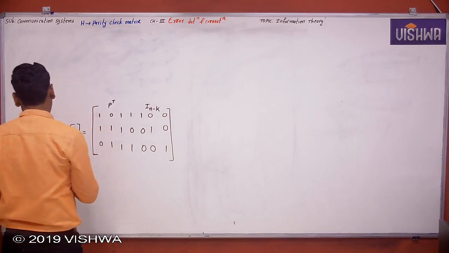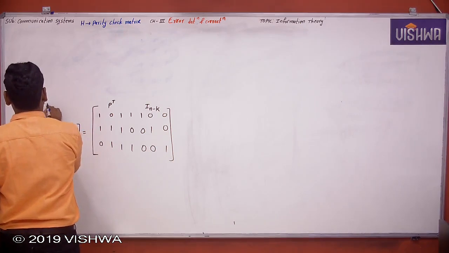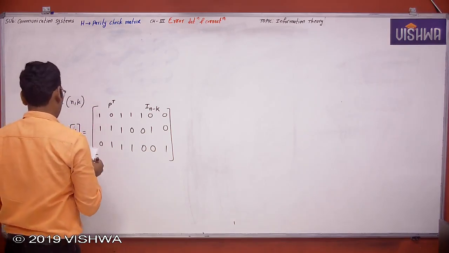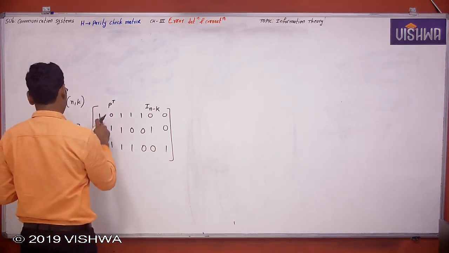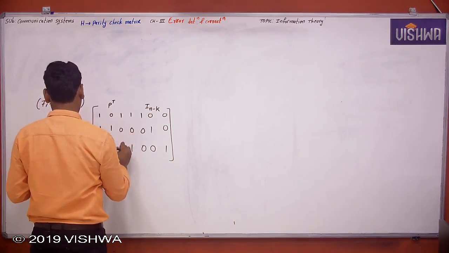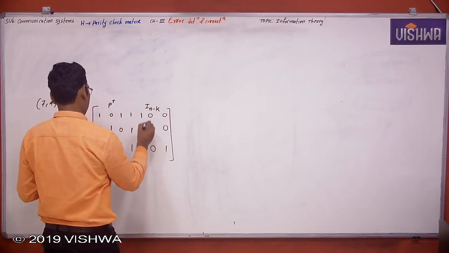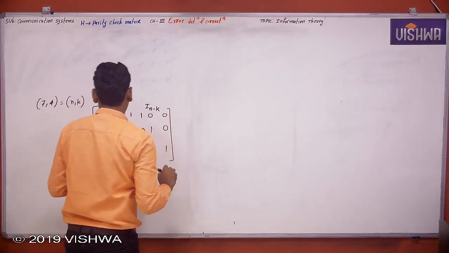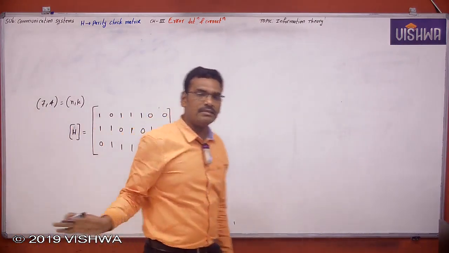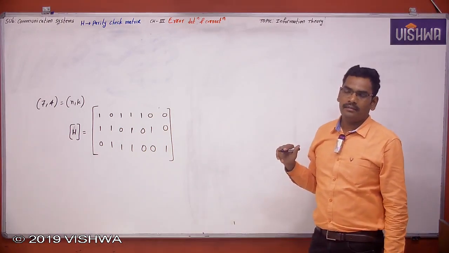Now here is one question. In a (7,4) block code, the parity check matrix is this. Now this is the (7,4) block code, and the parity check matrix is given. He is asking us to find the generator matrix and the parity equations.